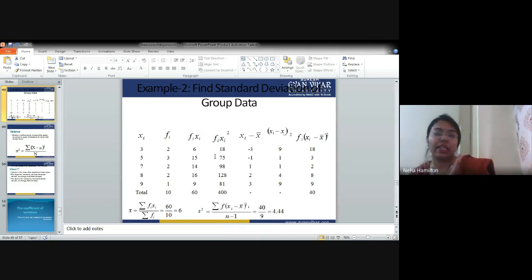So we are subtracting the mean, right? I think the mean is 6. So 3 minus 6 is minus 3. 5 minus 6 is minus 1. 7 minus 6 is 1. And that's how we are subtracting the mean. We are squaring the values to get rid of the negative sign.